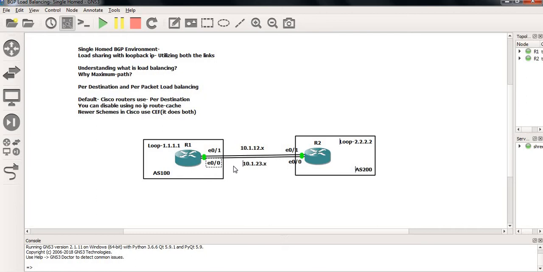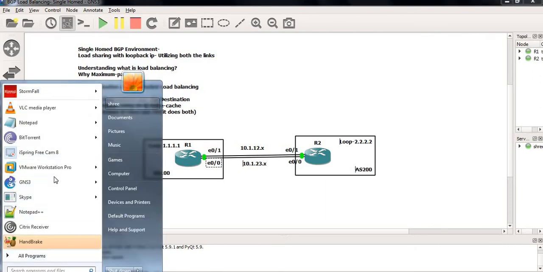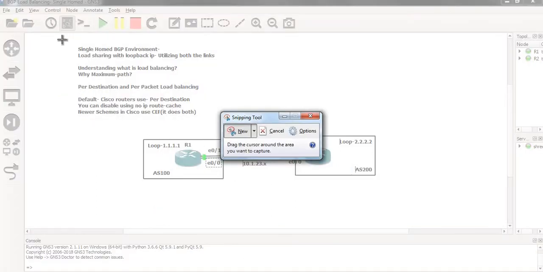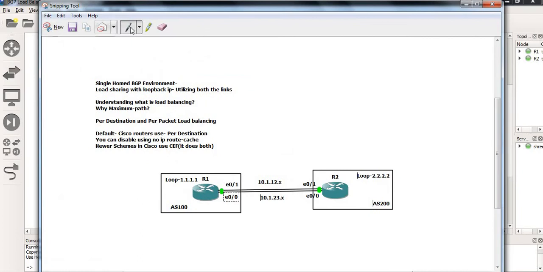Before we start with this, let's understand how many types of load balancing we have and what is the meaning of load balancing. Let's say that we have these two routers. Let me take a screenshot of this and I'll try to explain what is load balancing or load sharing. Let's say I have a route here, 200.0.0.0, and I learned this route on router 1.